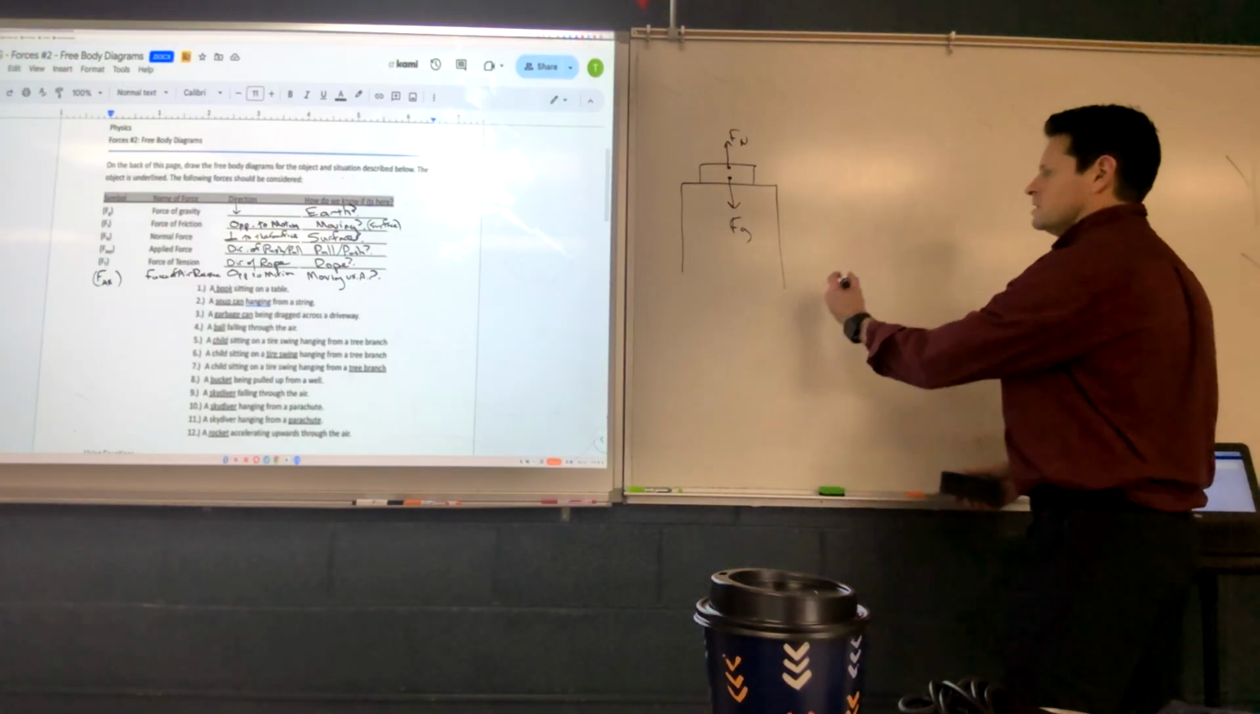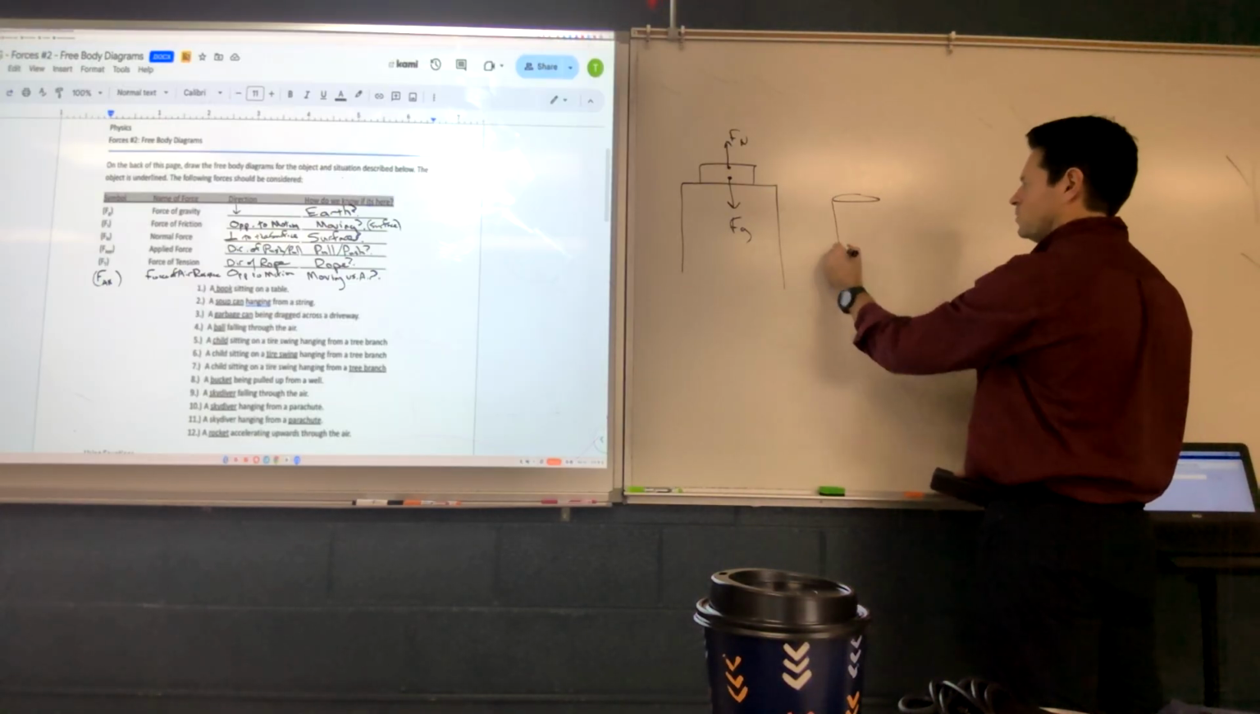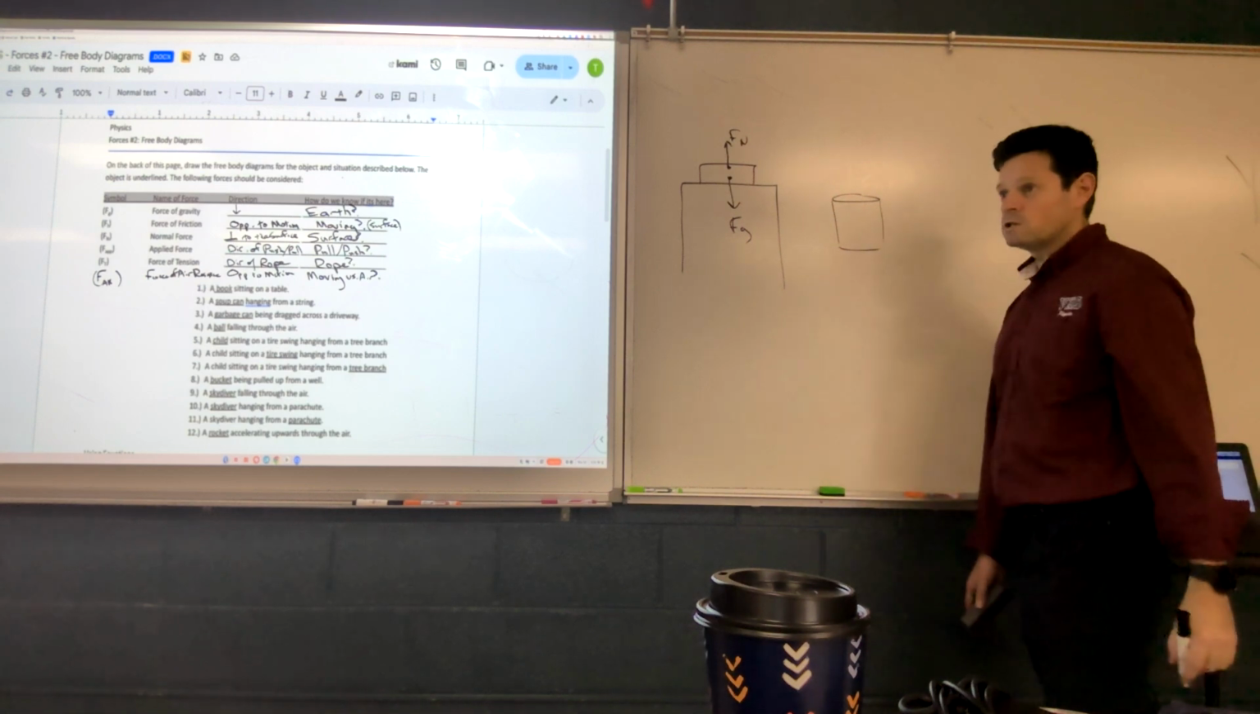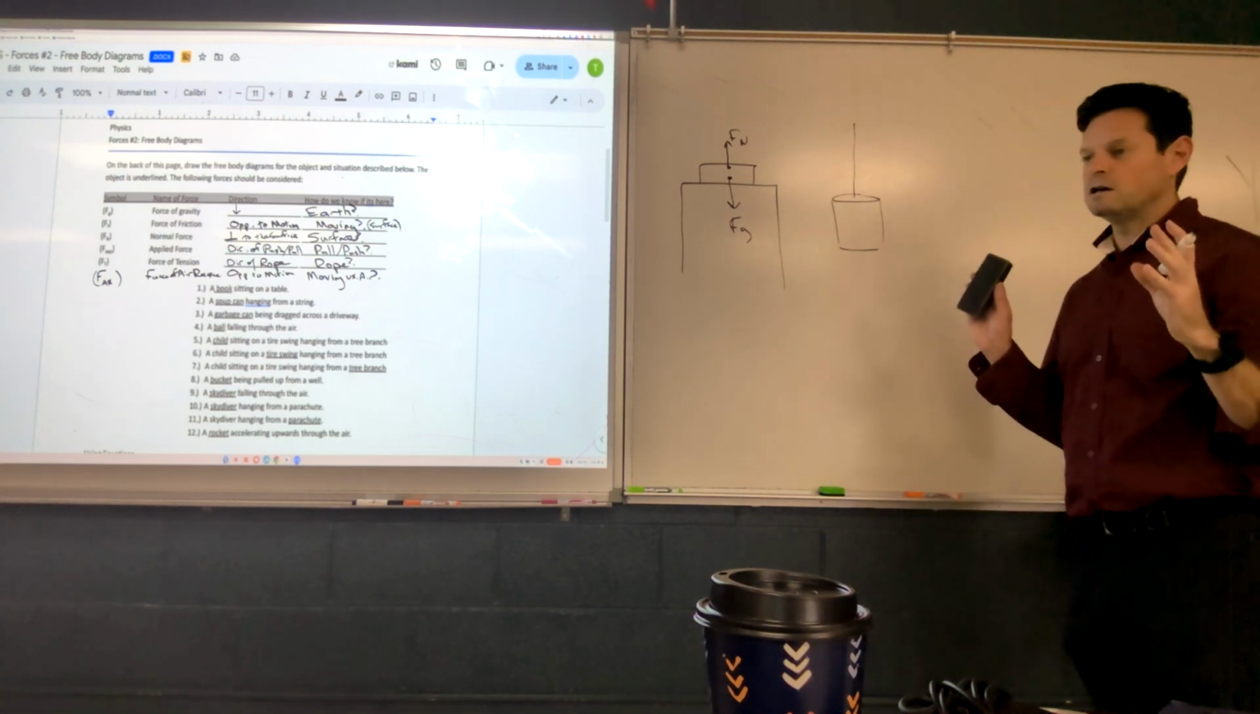All right, let's look at a soup can hanging from a string. You can draw anything as just a box. I'm going to give it a little bit more detail. There's my soup can, and it's hanging on a string. I don't even want to draw anything complicated. Soup can on a string.